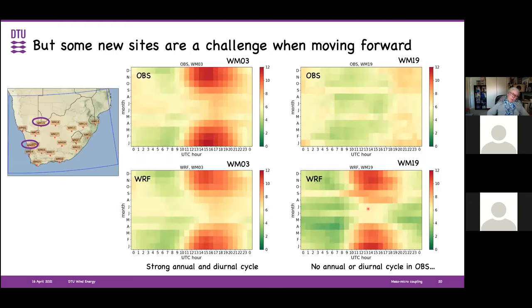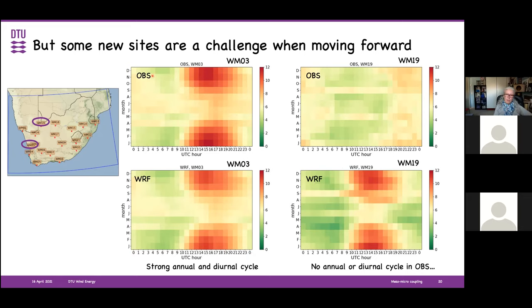But sometimes things go wrong. For example, this is WM3, which is a site on the coast. This is a totally different view that you probably haven't seen before, but this is the month of the year, so this is from January to December here. And this is the hour of the day, so this is 0 to 0 UTC.